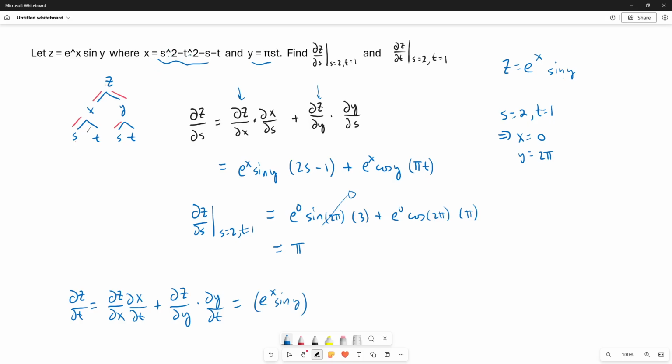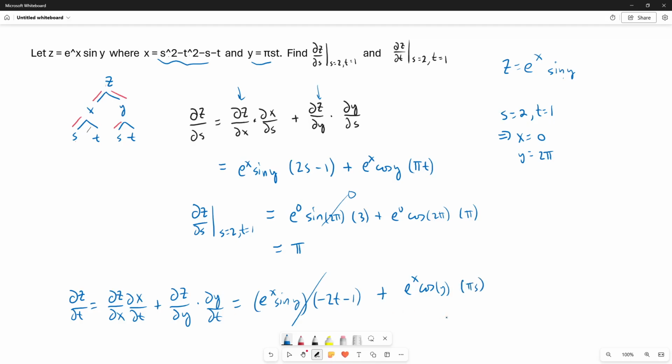And then we have to multiply that by the partial of x with respect to t. So this is 0 minus 2t minus 1. And as we saw before, this whole term is going to become 0 because the y is going to be substituted for by 2 pi. So we'll just ignore this one. And then plus, we have e to the x cosine y times, instead of pi t here, it's dy dt. So dy dt instead of dy ds is pi s. So this is pi s.